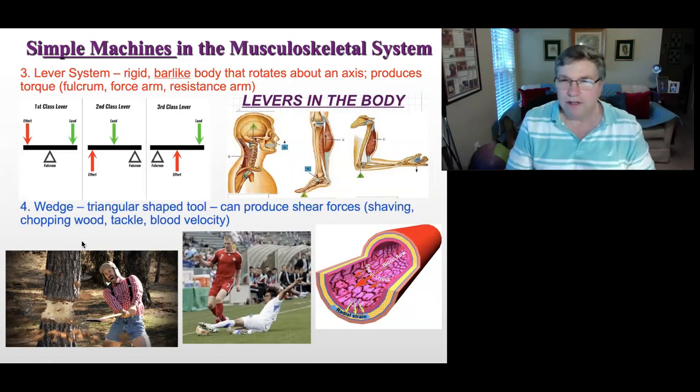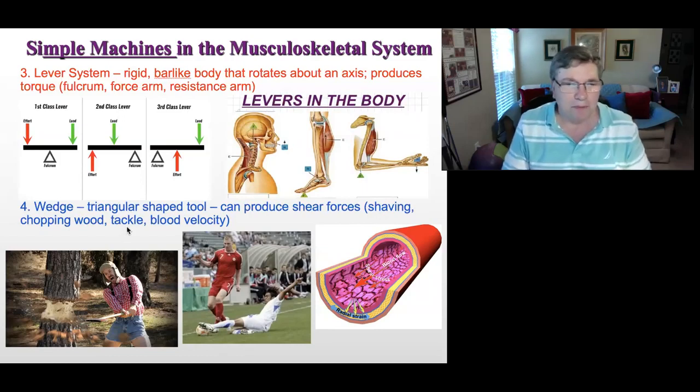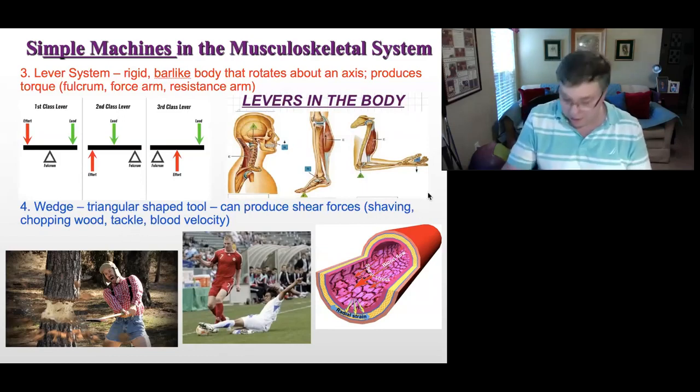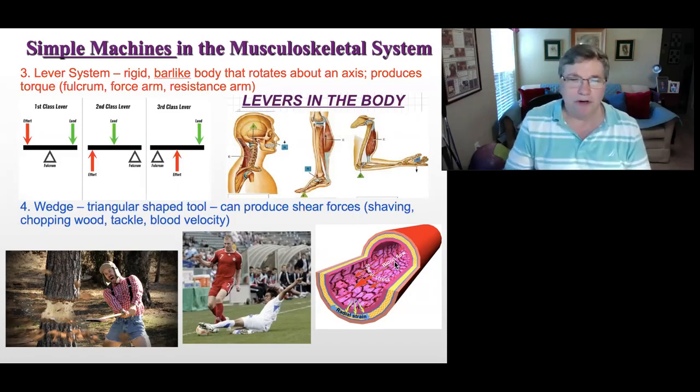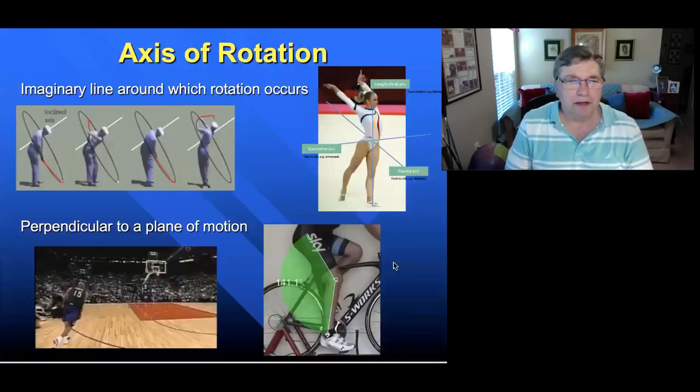A wedge is something that can chop or slice, something that produces shear forces that you might see with shaving, chopping wood, tackling. Blood velocity, for example, through an artery or arteriole is producing what we call fluid shear forces.